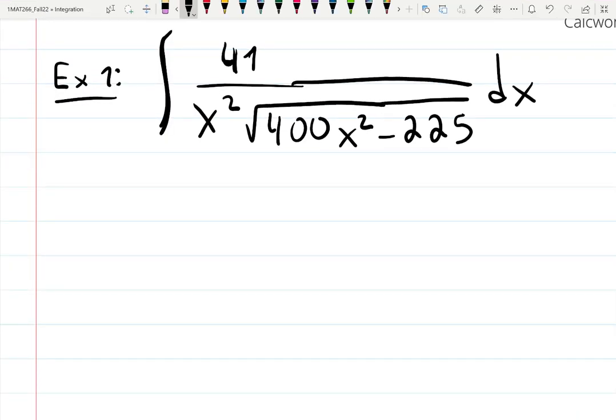So as you can see, there's no trigonometric functions here. Why bother even have this chapter then? All polynomials, why not try your substitution? You should try your substitution and it doesn't work. Then you try integration by parts, doesn't work.